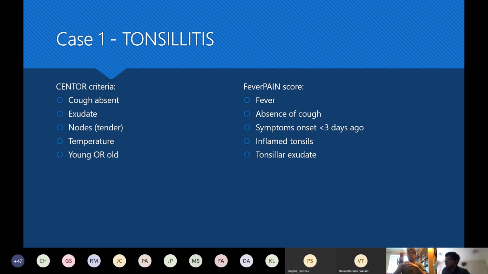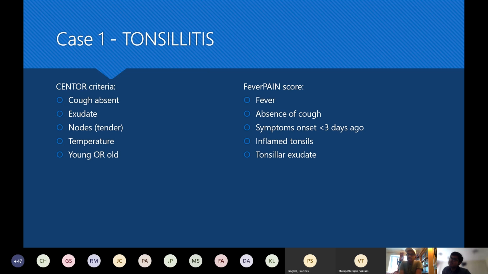And the most common bacteria, when we're talking about a bacterial cause of it, is group A strep. The reason I have the fever pain score up there is because in actual clinical practice, people have found that the fever pain score is more accurate. It's more predictive of a bacterial infection. So that you can understand the importance, right?